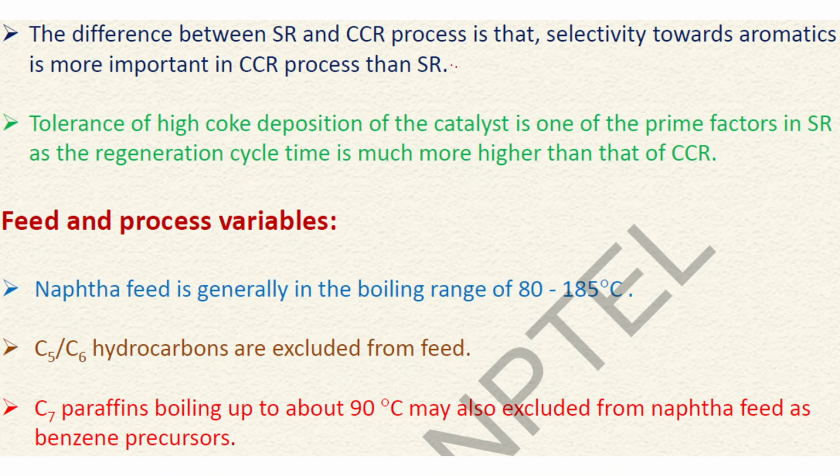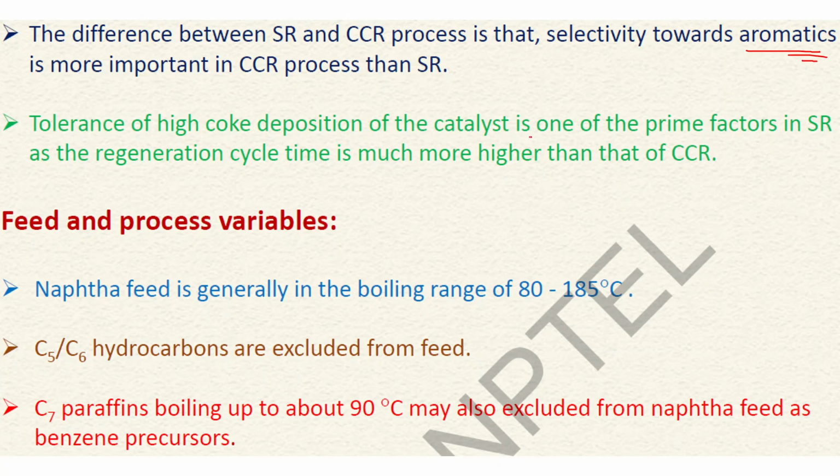The difference between SR and CCR process is that the selectivity towards aromatics is more important in CCR process than SR. So basically, the selectivity means that as the catalyst is regenerated every time, we get better yields and better quality reformate in CCR. The selectivity is towards aromatics, as aromatics provide much better octane number. So the selectivity toward aromatics is more in the case of CCR than SR.